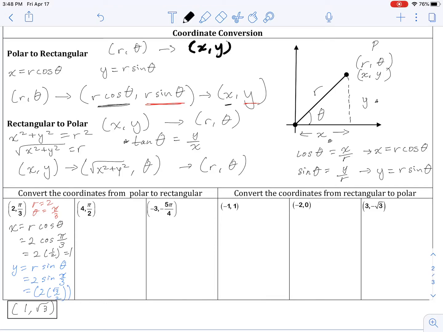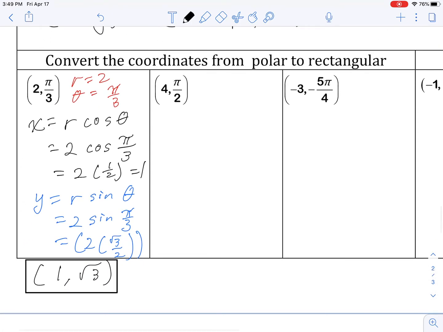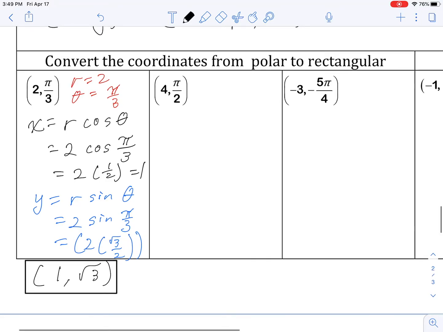So take a moment, pause the video, and try the next two on your own. Just really practicing converting polar coordinates to rectangular coordinates using the identities above. So hopefully you've given these a shot. So let's go through them. Again, we know our r, we know our theta. Our x is always just going to be r times cosine of theta.